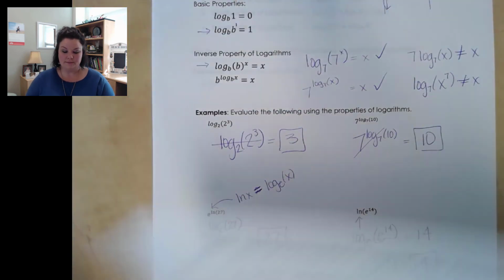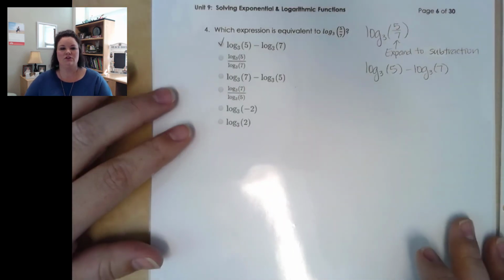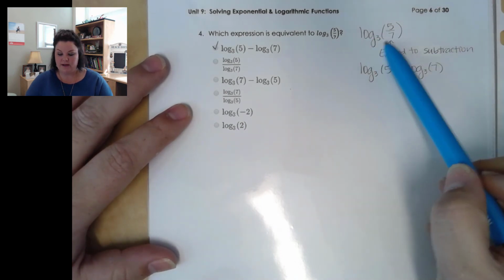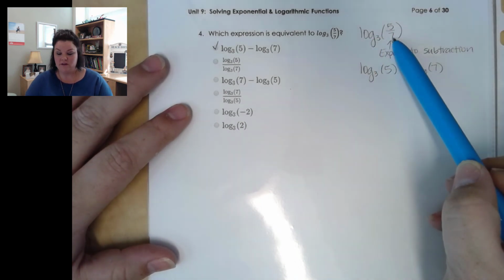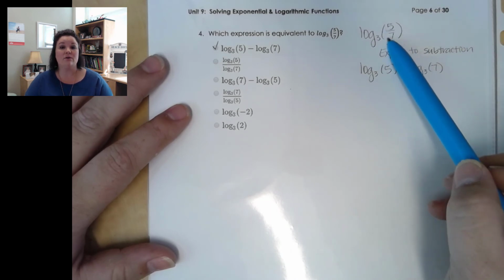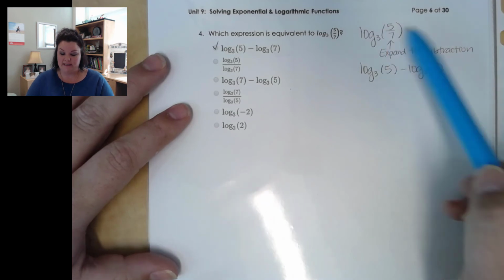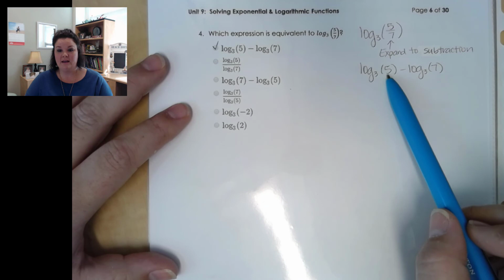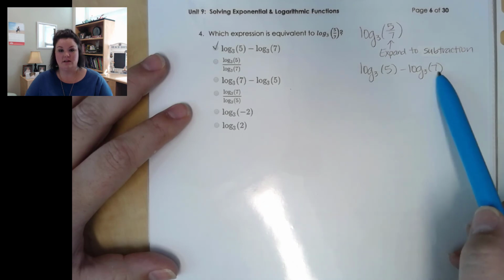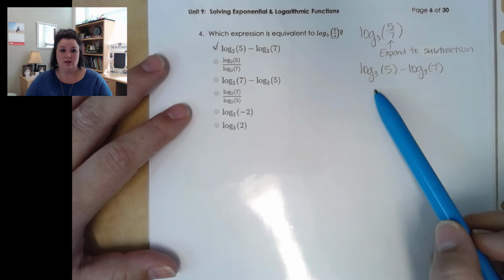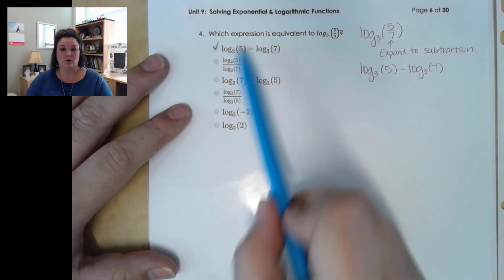And then number 4 wants us to find the equivalent expression for log base 3 of 5 over 7. Now, even though this is just a regular number, right, it's still a fraction. It still represents a division. So we can expand that into subtraction, which becomes log base 3 of 5 minus log base 3 of 7. That's all we can do. We can't go any further because my 3 or my 5 is not going to cancel. So that's the first choice on number 4.